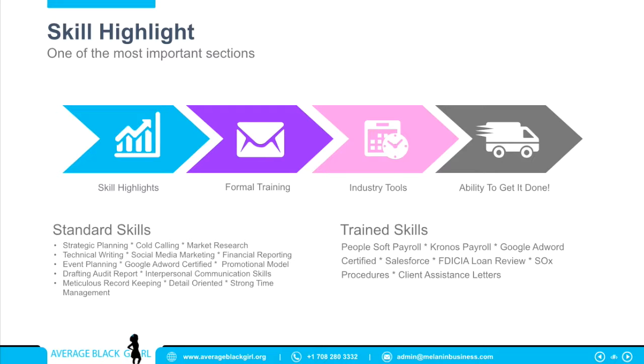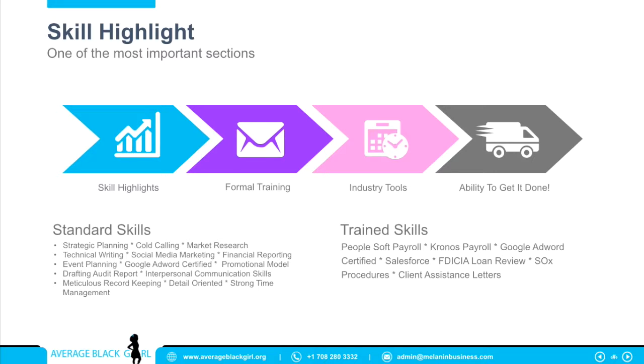In your skill highlights, you are talking about any formal training you've had, any industry tools or industry normal tools that you need to have. All of that is going to help you showcase that you have the ability to get stuff done. All of these skills are showing that I can learn, I can be trained, and I can do my objective well. Some of the skills that you want to put are standard and some of them are trained, and you want to have a mixture of both.